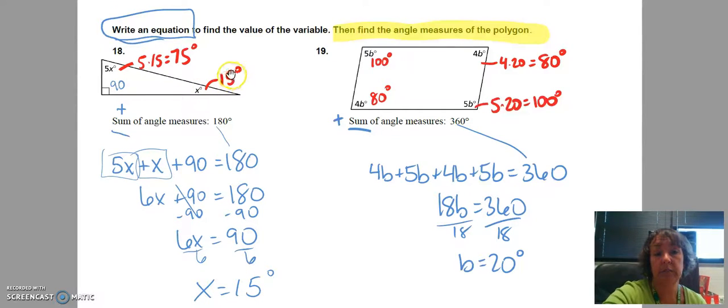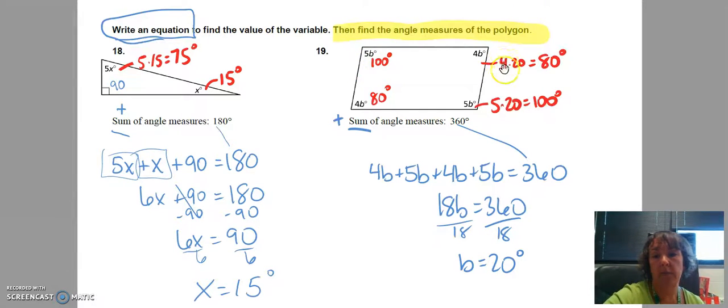So x is 15. This is 5 times x. Since x is 15, that's 5 times 15, which would be 75. You can again check yourself. 75 plus 15 plus 90 is 180, so woohoo, you did it right. Similar concept over here, except these add up to equal 360. So all 4 of those added together equals 360. Combine all your like terms, divide, you get b equals 20. Don't stop there. Then find the angle measures of the polygon.